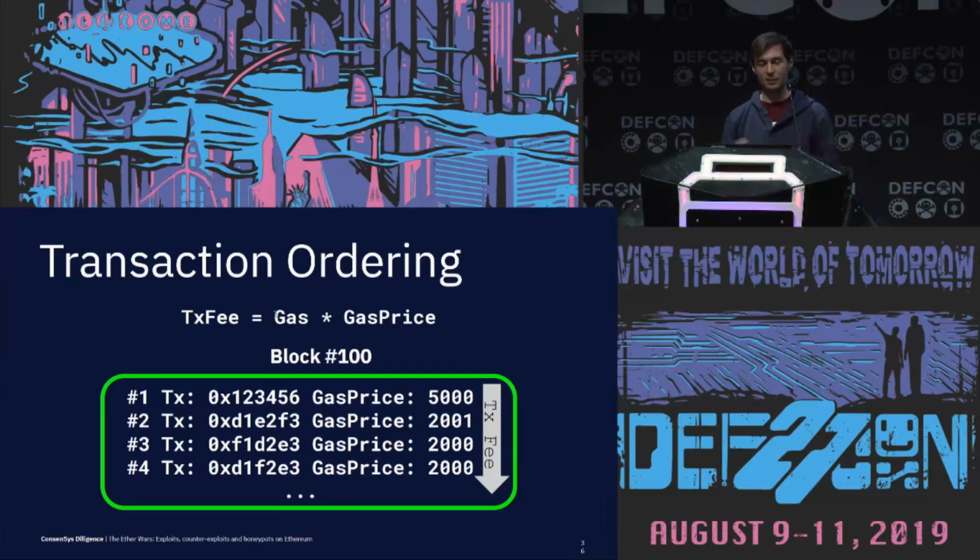So you have gas times gas price, and the gas price is set by the sender. If they want their transaction to happen faster, they will add a bigger gas price, otherwise they will have a lower gas price. When the miner creates the list of transactions to add to the block, they will usually sort the transactions descendingly by gas price, and they will add as many as possible until they fill up the block. In this case, we can see that the first transaction added has gas price 5,000. The second one is 2001. The third one is 2,000, and so on.